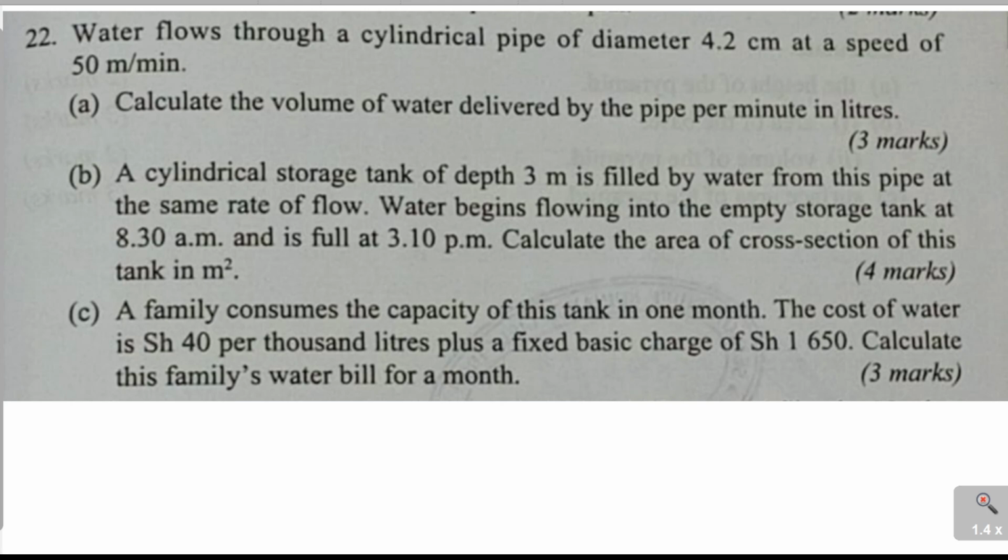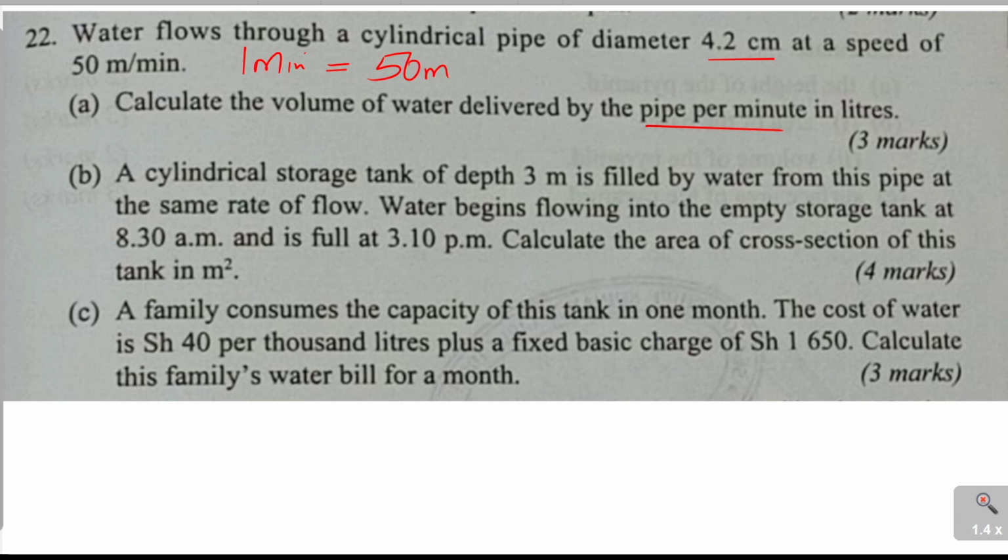So work out the first part, and that is you're supposed to calculate the volume of water delivered by the pipe per minute. So you're given the cylindrical pipe. It has a diameter of 4.2 centimeters. Then the speed of flow is 50 meters per minute. That means for every 1 minute, water flows for a length of 50 meters.